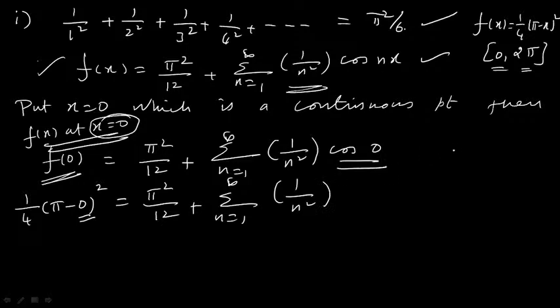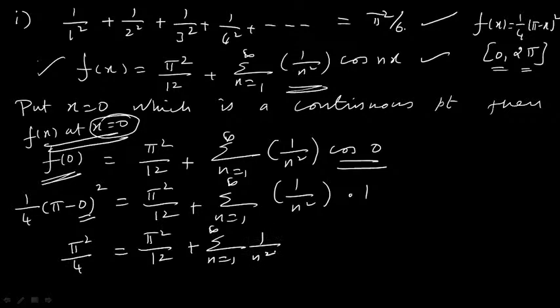You know the value of cos 0 is 1, right? Simplifying this, you get pi square divided by 4 is equal to pi square divided by 12 plus sigma n varies from 1 to infinity 1 divided by n square. We need this summation value, that is the sum of this series alone. So keep this one side, take this term to this side, what happens?